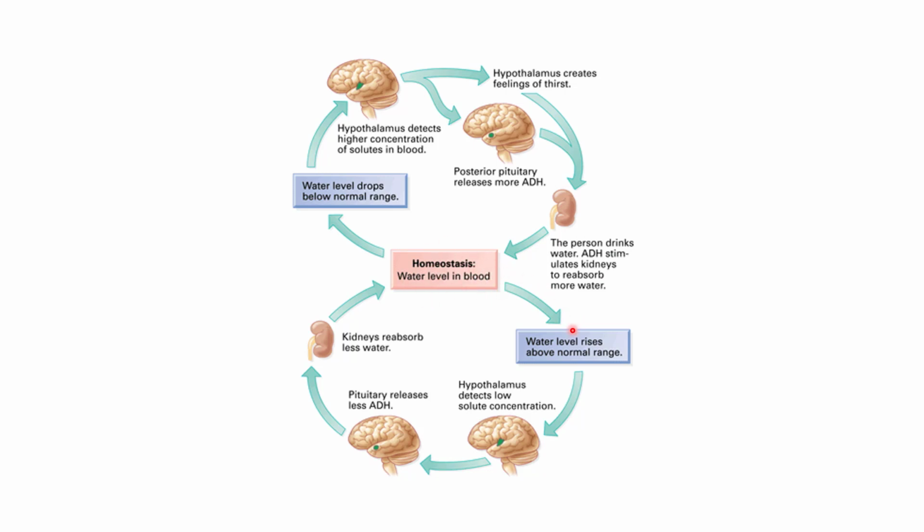Once your water level is up high enough, well, now your hypothalamus is going to detect low solute concentration. It's going to stop sending those action potentials, so the posterior pituitary stops releasing ADH. Your kidneys reabsorb less water, more water leaves in the urine, water levels drop back down to normal. We're constantly going through these two sides. The result is homeostasis. Water levels in the blood stay pretty well normal.